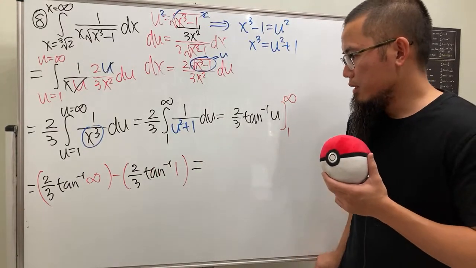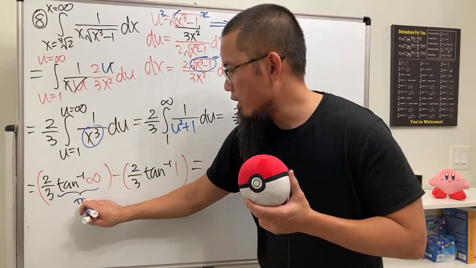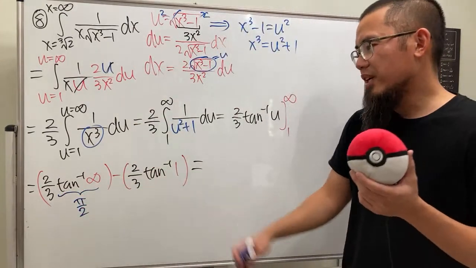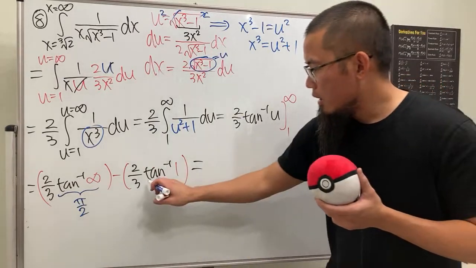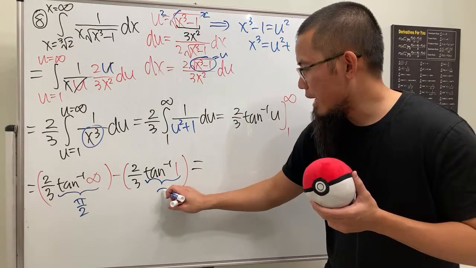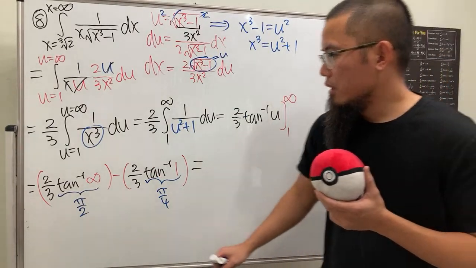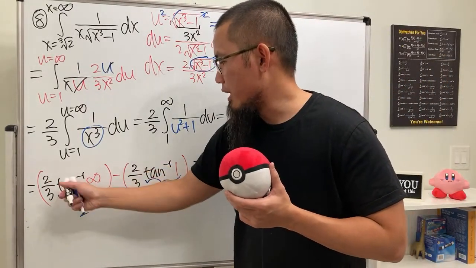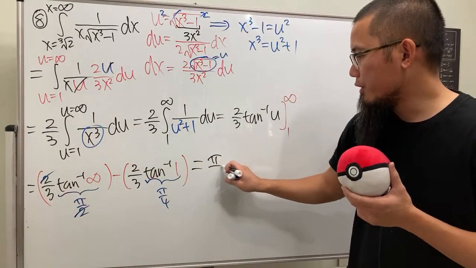All right. So now here's the deal. This right here is pi over 2. Technically, you take the limit, right? And then it approaches pi over 2. Inverse tangent of 1 is pi over 4. So all in all, you see this times that, the 2's will cancel. So perhaps let me just cancel them for you guys like this. So we get pi over 3.